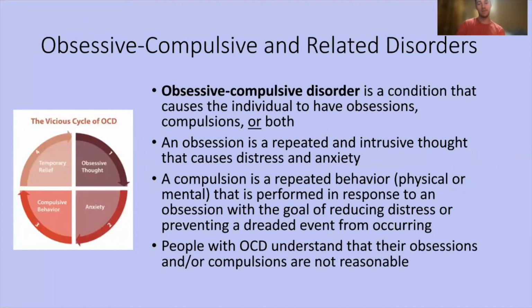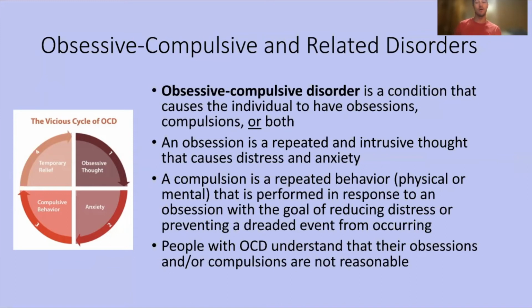So the next type of disorders are obsessive compulsive and related disorders. So obsessive compulsive disorder is a condition that causes the individual to have obsessions, compulsions, or both, which is an important part of OCD. You don't have to have both obsessions and compulsions. Sometimes the compulsions are not present, but obsessions usually are, based on the definition of what a compulsion is. So an obsession is a repeated and intrusive thought that causes distress and anxiety.